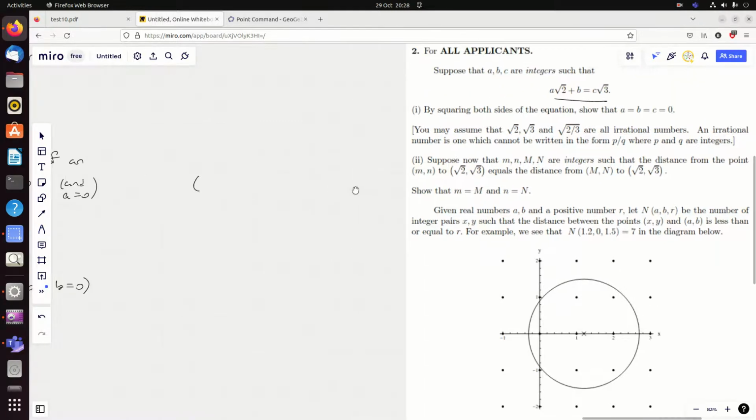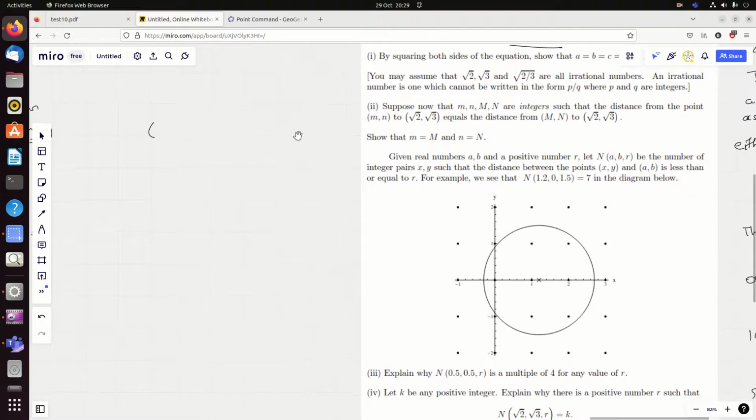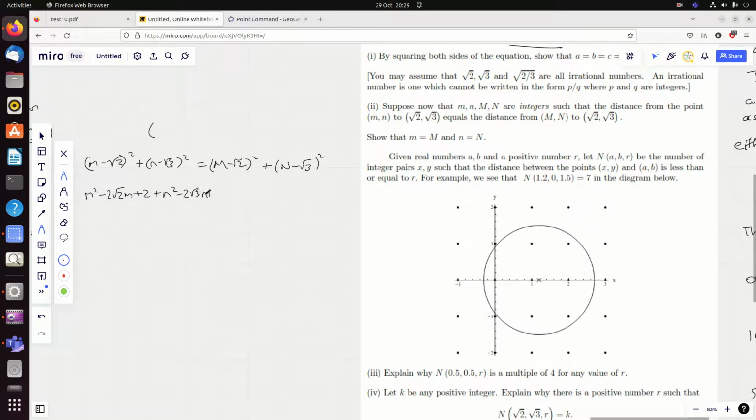Now, you need a fair bit of space for this because it's a bit of an algebraic nightmare. Okay, so we're going to get (m minus root 2) squared plus (n minus root 3) squared equals (capital M minus root 2) squared plus (capital N minus root 3) squared. Write out what we got. We're going to have m squared minus, this is going to be tedious, isn't it? 2 root 2 m plus 2 plus n squared minus 2 root 3 n plus 3.